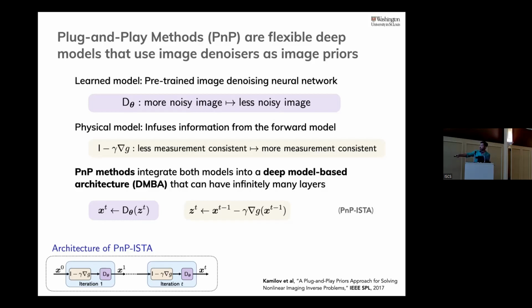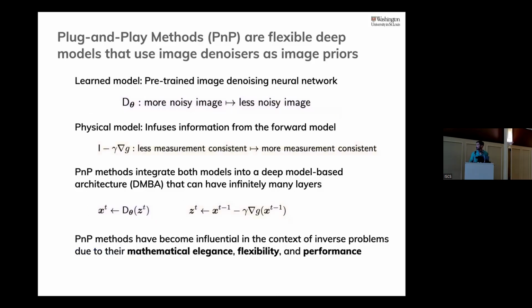Another way to think about this is as an actual neural network, because if I put it into a certain T iterations, I have a neural network which has a physical component to it, which is fixed, and also the learned component, which is a CNN, and I just run it for T steps. I get the output, and that's my solution. Right? So far, so good.